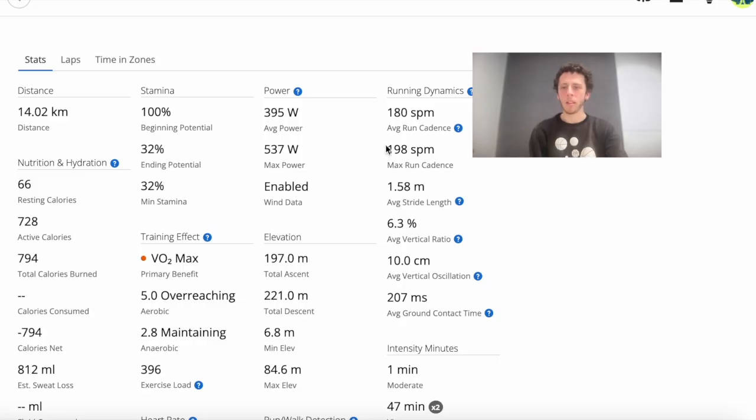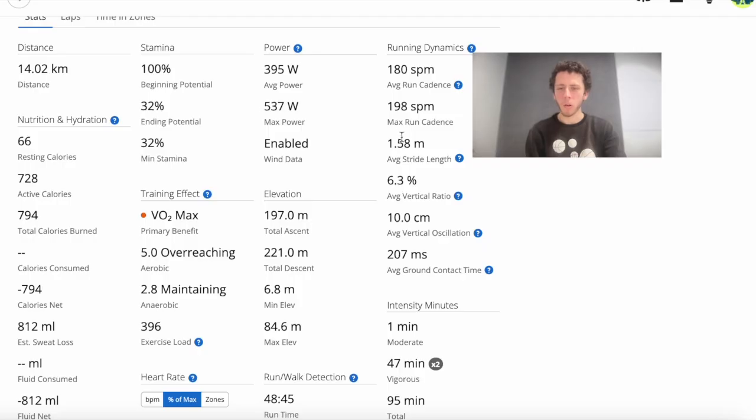It is often said in a lot of running literature that 180 steps per minute is an ideal cadence to have when you're trying to do relatively maximal or close to maximal effort. So this was not intentional. I did not set out to go this specific, but it just so happened that I hit about 180 steps per minute, which is very, very good.